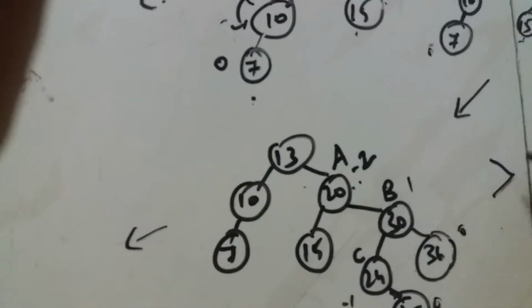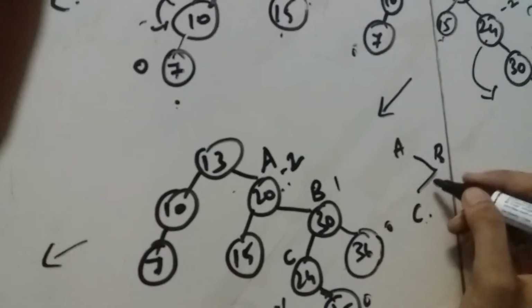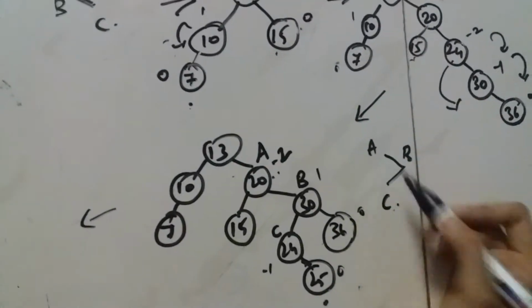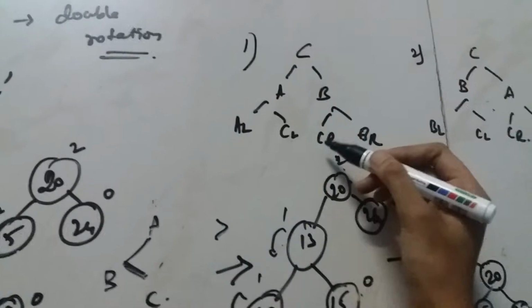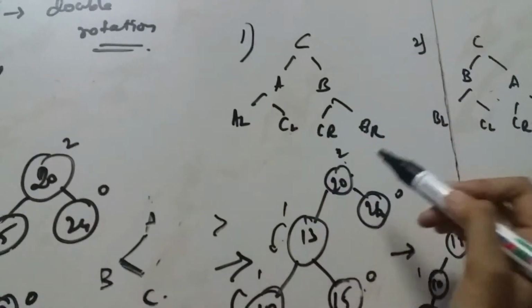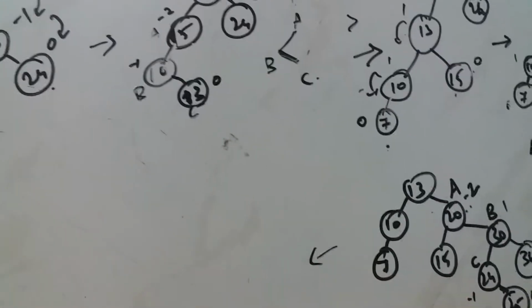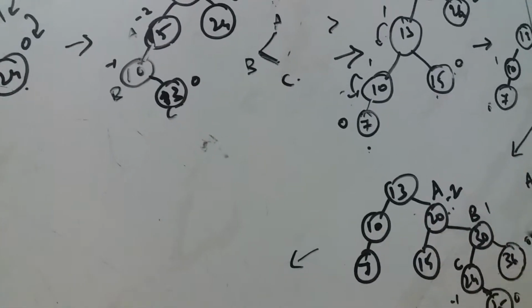The symbol is like a greater symbol. That is A, B, and C. If it is a greater symbol, you need to apply this formula. That is C, A, B, A left, B right, C left, and C right. So it's a greater symbol. After applying this formula, the resultant tree will be A, B, C. So the root node will be C.